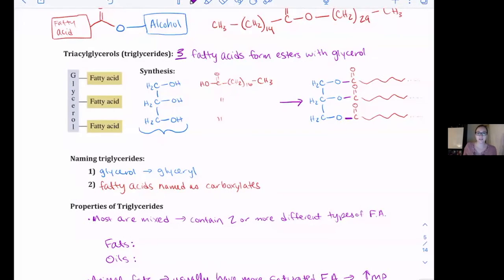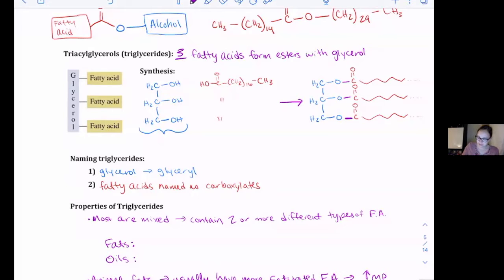So next, after talking about our waxes, a little bit more of a, I guess, complex version of a wax is going to be triacylglycerols, or as they're more commonly known, triglycerides. These are when we have three fatty acids forming an ester with glycerol. So three esters are formed.